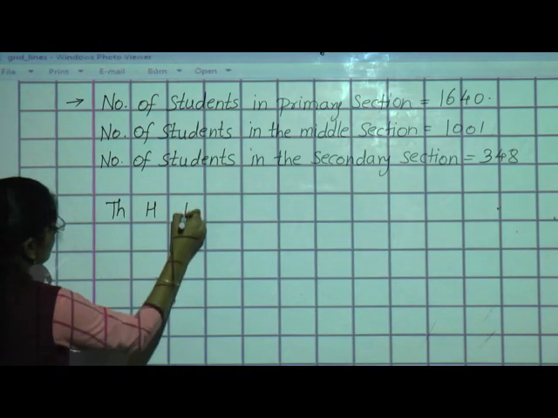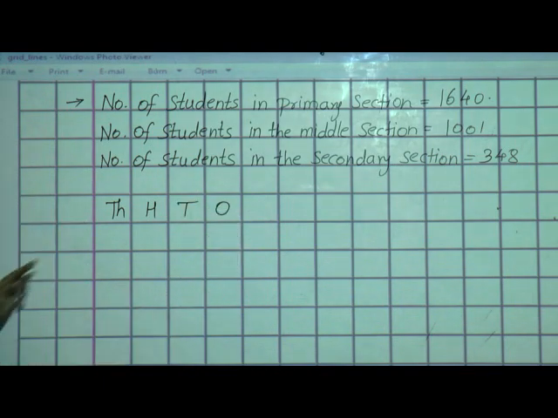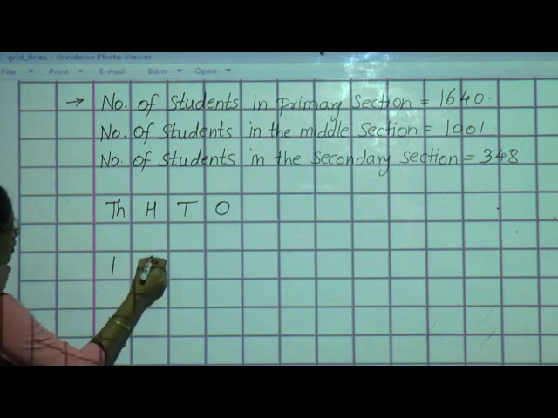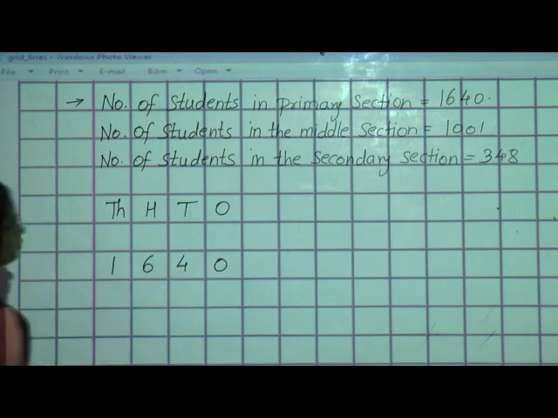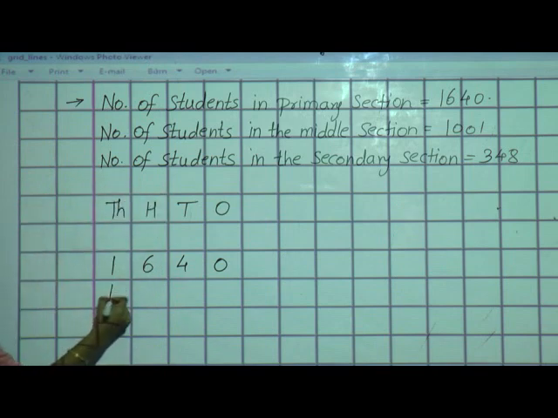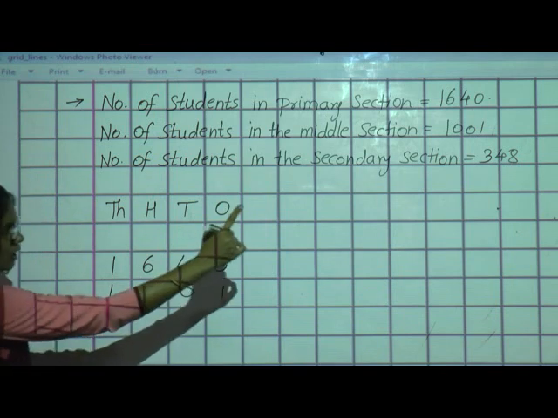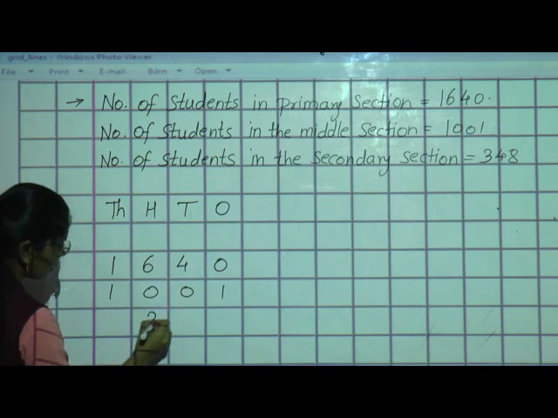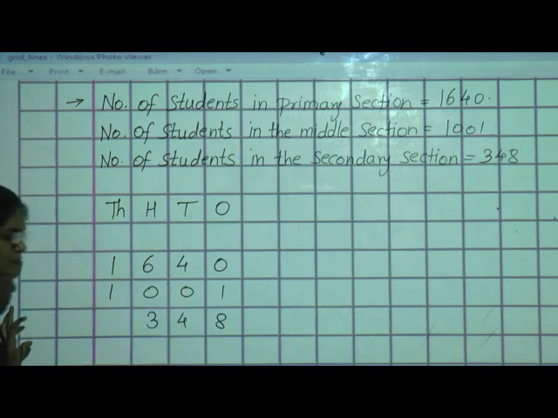So draw the place value chart. Leave one line for carry. Number of students in the primary section, how many are there? 1640. Now the number of students in the middle section, 1001. How many students are there in the secondary section? There are only 348. This is a 3-digit number, 348. Now add these three numbers together. Then we will get the total number of students who study in the school.